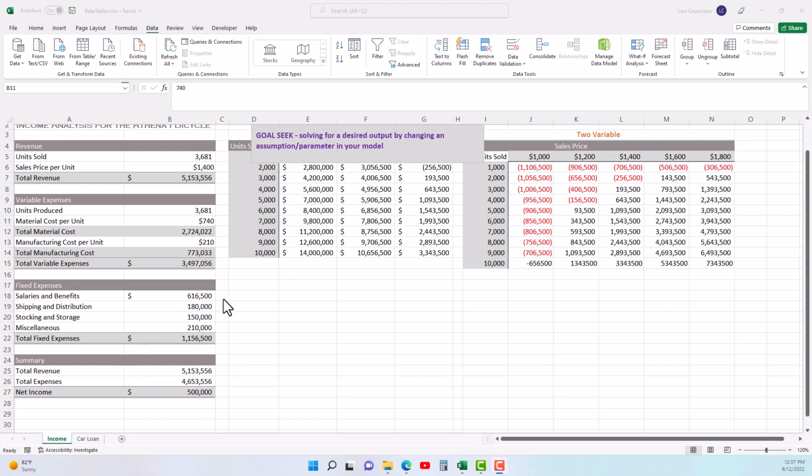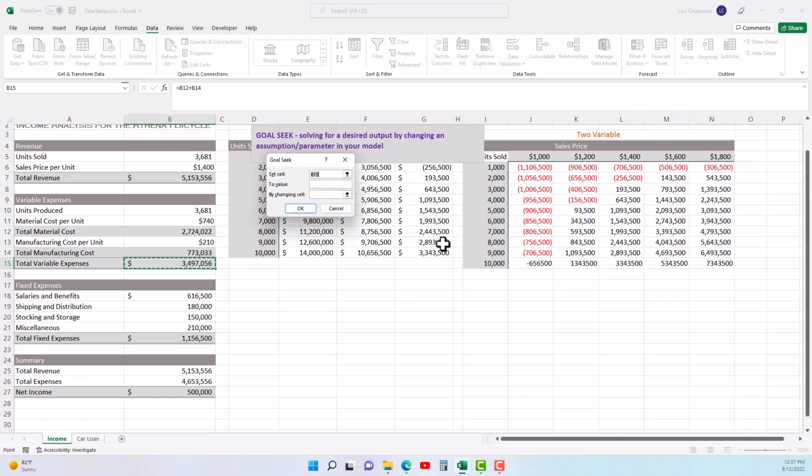Now the one caveat with Goal Seek is you have to choose a cell to change that is not a formula. It has to be a value. So what do I mean by that? Let's say I wanted my variable expenses to be a certain value. So I could go What-If, Goal Seek, and I'm like, all right, I want my variable expenses to be, let's just keep it at 3 million. And I want it by changing my material cost. So I choose this cell.